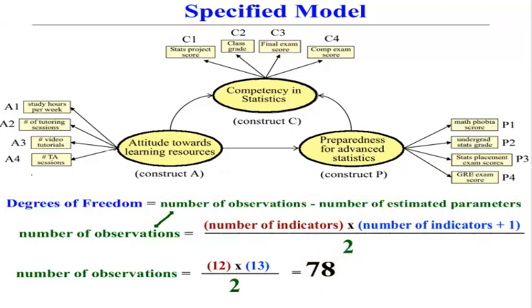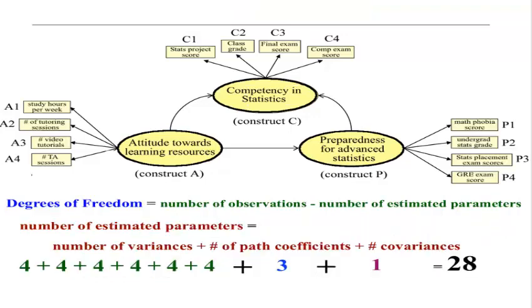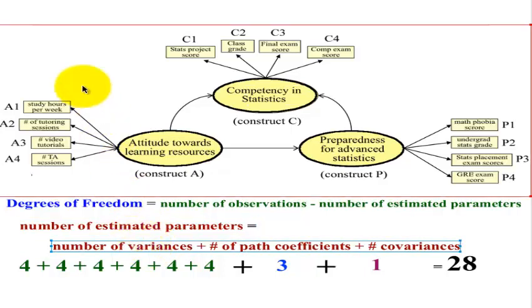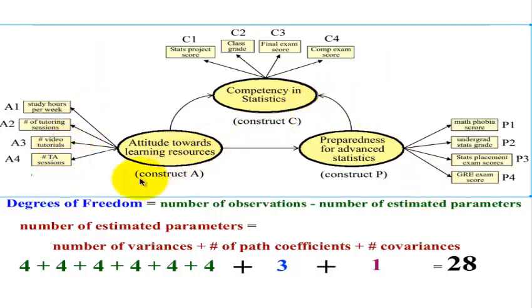Next step is we got to calculate the number of estimated parameters, which is the number of variances. Remember, each box has a little error term with it, so that's what we're counting. It doesn't show here in the picture, but we're going to count this box, this error term, this box, this error term, all the way around. And then we got to count the number of path coefficients. Those are the arrows between the constructs.